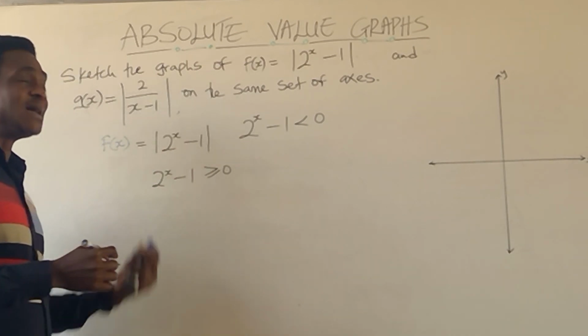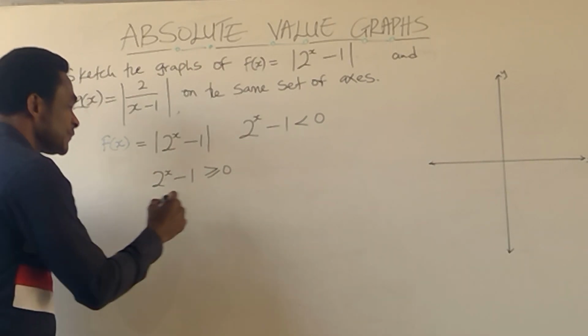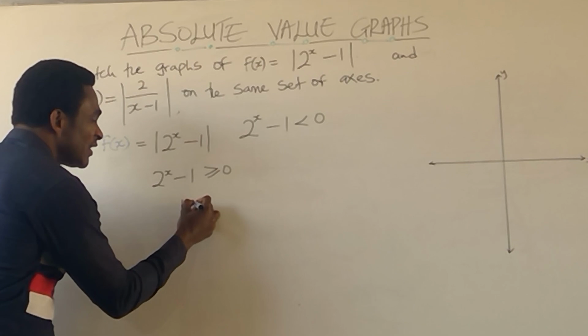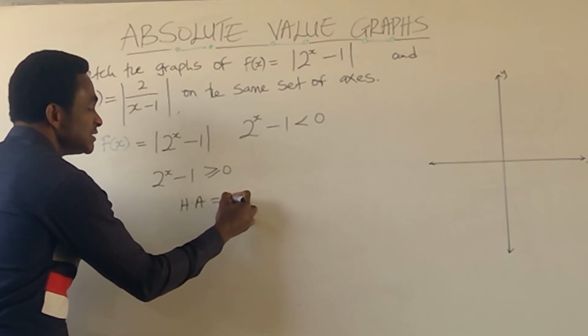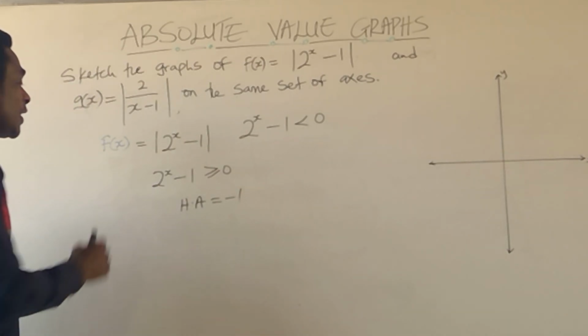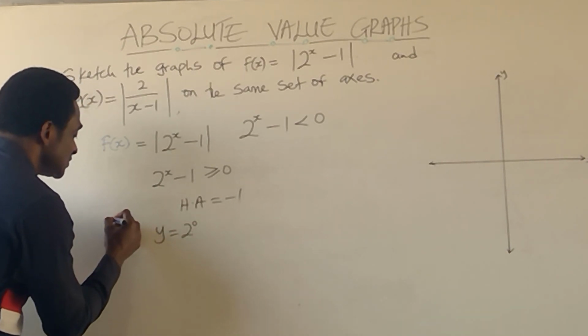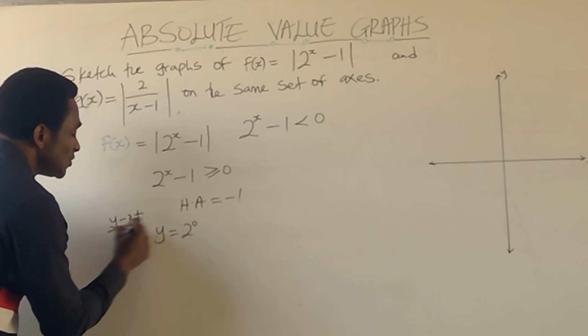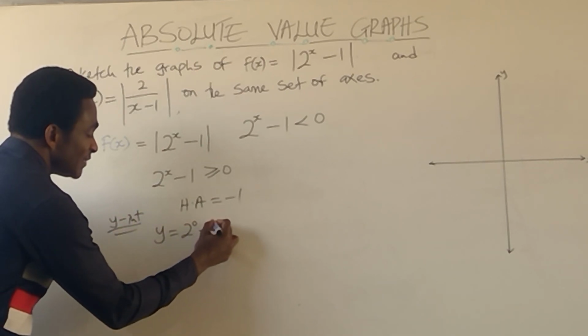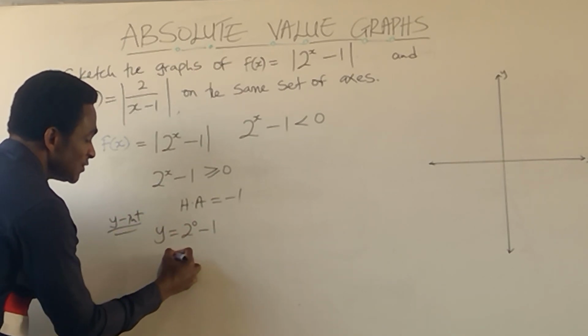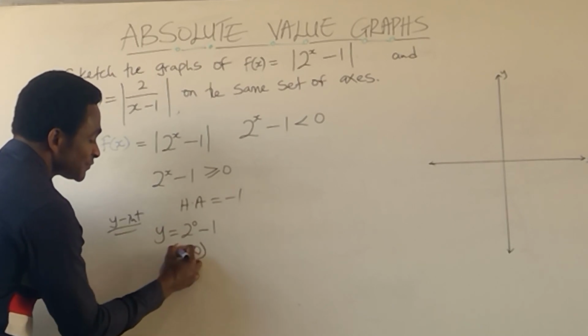What do we need? We need the asymptotes. For an exponential graph, we need the horizontal asymptote. In this case, it is y equals -1. We also check if we can have an x-intercept and y-intercept. So for the y-intercept, we make x 0. 2 exponent 0 minus 1 is 0. So we have 0 and 0.